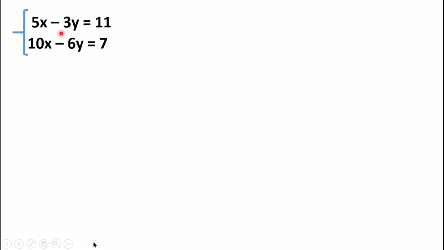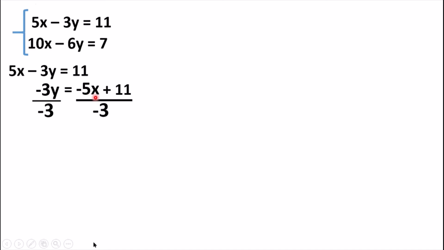Next, so another 5x minus 3y equals 11 and 10x minus 6y equals 7. Okay? So, let us first change the first equation in a slope-intercept form. So, 5x minus 3y equals 11. So, write negative 3y, then equals, so 5x transposed to the right side, it will become negative 5x, then copy plus 11. Then, divide it by negative 3. Both sides of the equation, divide by negative 3.